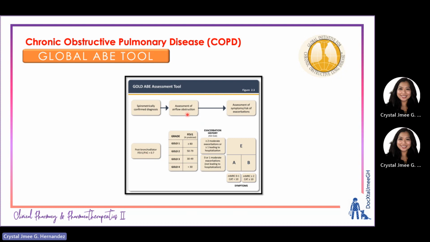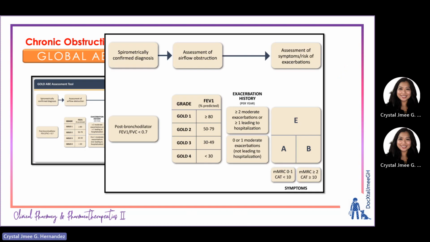After that, we assess the airway obstruction. Again, we use the grading for the GOLD and the severity as I have discussed in the previous slide. And then we assess for the symptoms and risk of exacerbation. So this is how we classify it to A, B, and E. If I may enlarge it, this is how it looks like.